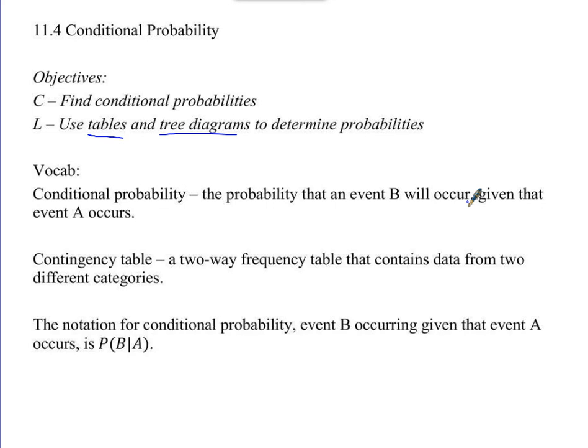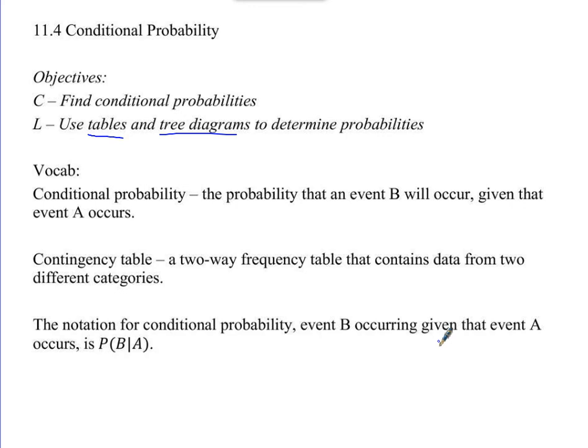A contingency table is a two-way frequency table that contains data from two different categories. You guys have seen and you've been working with contingency tables probably since you started school. So these should be nothing new. You'll see what we are talking about when we get there.